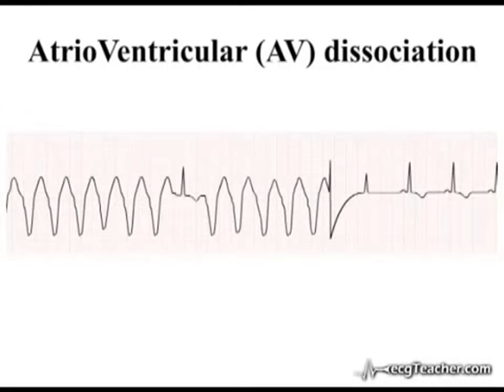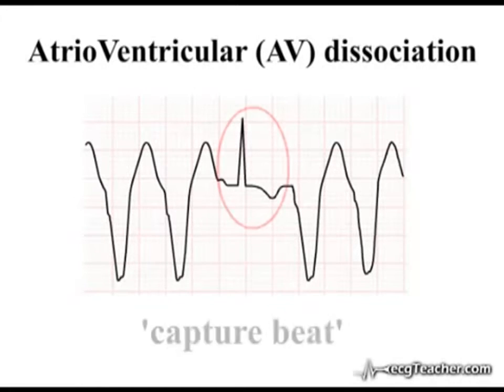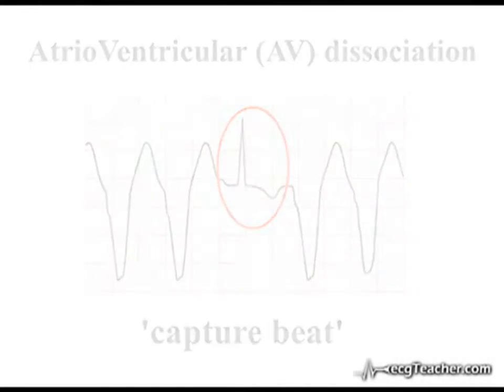There's an interesting event on our patient's monitor at this point. In the middle of the tachyarrhythmia, we find an apparently normal QRS complex. This is a capture beat. The presence of a capture beat is evidence of atrioventricular dissociation. What does this mean, and why is it so important?